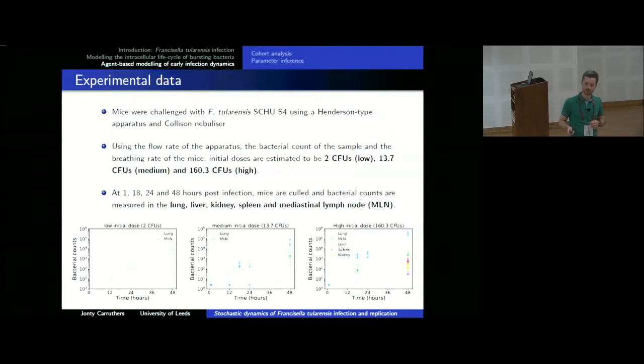If we look at the data down here, there's not many points for the low initial doses, because I'm only plotting positive values. In this case, a lot of the mice showed no signs of infection in lots of the organs. When we move up to the medium dose, we're seeing a steady increase in the lung, and then also in the lymph node towards the end. And then we see the same pattern in the high dose data. You get a lot of bacteria in the lung, because this is where the infection is starting. But the second organ to become infected looks to be the lymph node. And then you have this collection of dots down here for the liver, spleen, and kidney.